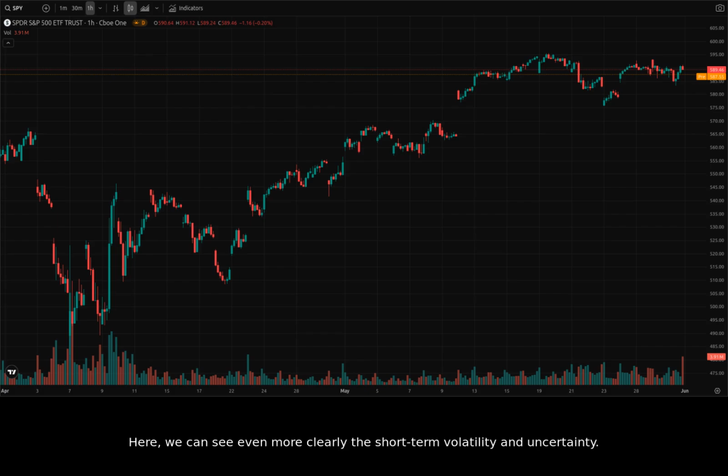Here, we can see even more clearly the short-term volatility and uncertainty. The hourly chart will allow us to better see smaller pullbacks and trading ranges. On the hourly chart, we can identify support around the 586 level. This level seems to be acting as short-term support, but we'll need to see if it holds. If the price breaks below this level, it could signal further downside in the short term.